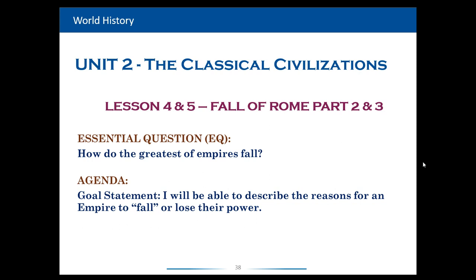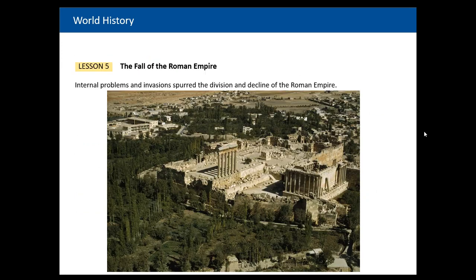Welcome to World History, Unit 2, The Classical Civilizations, Lesson 4 and 5, The Fall of Rome, Part 2 and 3. Essential question: how do the greatest empires fall? Our agenda and goal statement: I will be able to describe the reasons for an empire to fall or lose their power. Let's begin. The internal problems and invasions spurred the division and decline of the Roman Empire.